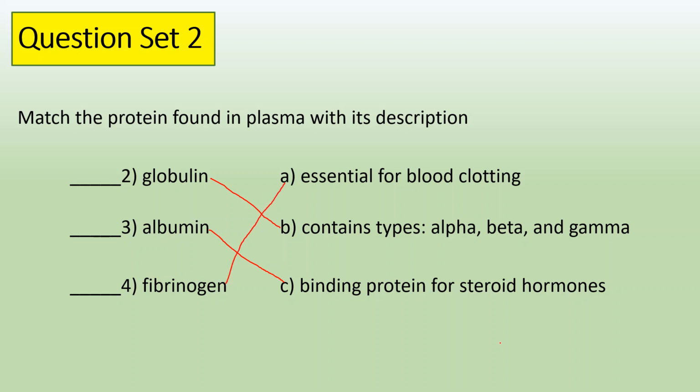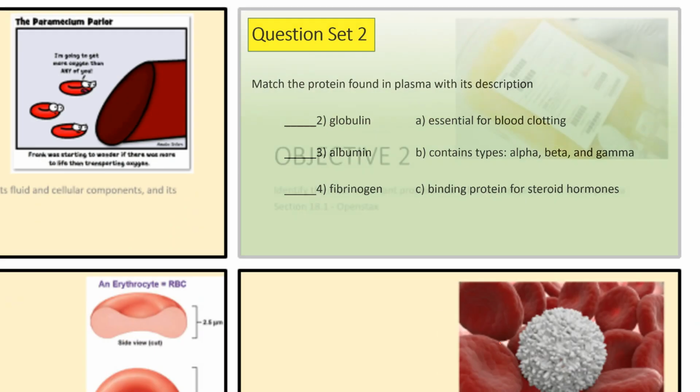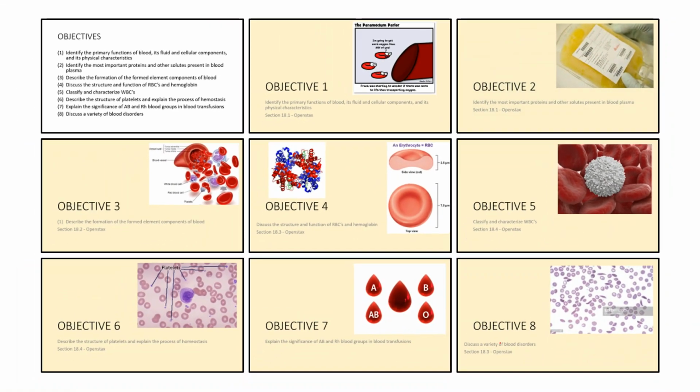Okay, so globulins, remember there were alpha globulins, beta globulins, and gamma globulins. Alpha and beta made by the liver, involved in transportation. Gamma globulins made by special white blood cells, and so not made by the liver, and they're antibodies, okay? And then fibrinogen, that's involved in blood clotting, not present in serum, but present in plasma. And that concludes objective 2.